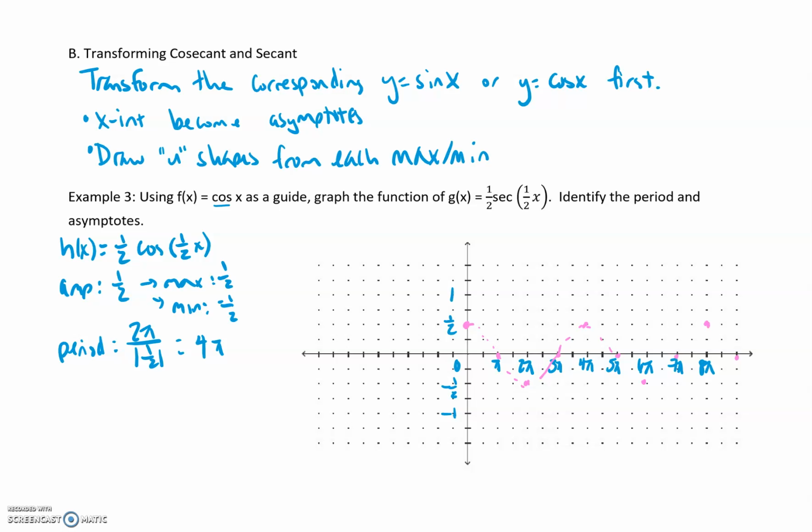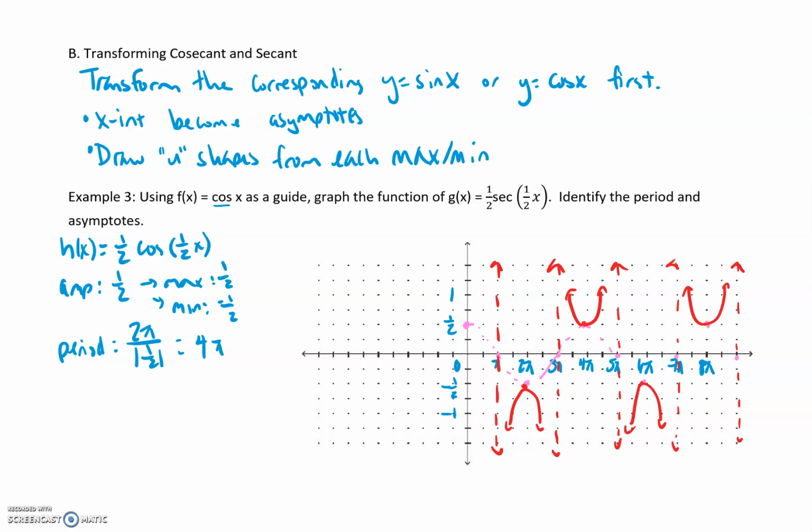You don't actually have to draw the curve because what I care about is secant. So every x-intercept becomes a vertical asymptote. That's what I'm using those x-intercepts for, to find the vertical asymptotes. And then those high and low points are going to be where my u's begin. So I'm going to go ahead and draw a u going down at 2 pi, a u going up at 4 pi, and so on. So you can see how you don't actually have to draw the curve for cosine, but if it helps you visualize, go for it. And there is the transformed function, 1/2 secant of 1/2 x.